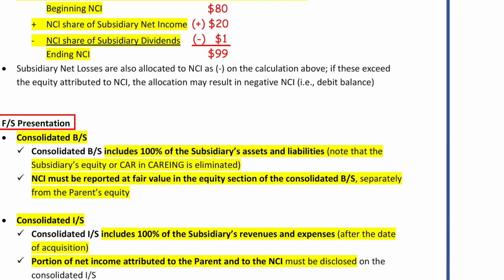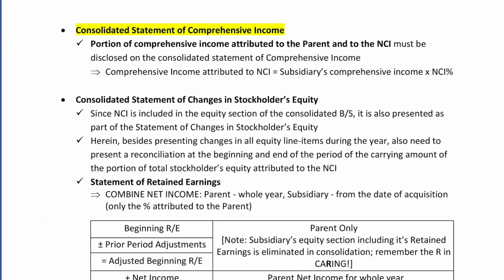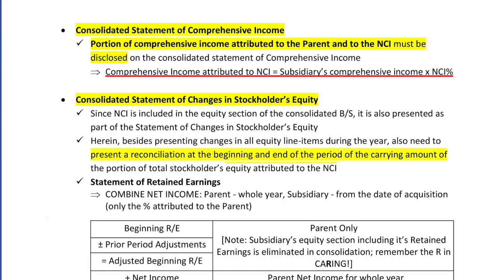Move to page 11, highlight consolidated statement of comprehensive income. And on this statement, highlight portion of the comprehensive income attributed to the parent and to the NCI must be disclosed. And underline comprehensive income attributable to NCI equals the subsidiary's comprehensive income multiplied by the NCI percentage. On the next bullet, we're looking at highlight consolidated statement of changes in stockholders' equity. And on this statement, we are also going to highlight present a reconciliation at the beginning and ending of the period of the carrying amount of, on the next line, highlight equity attributable to the NCI.